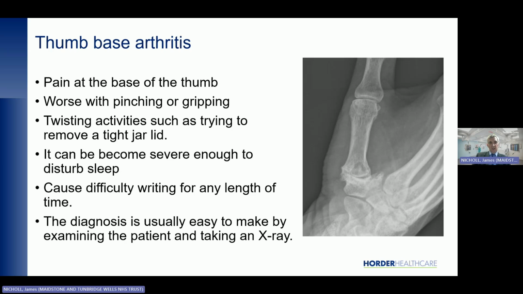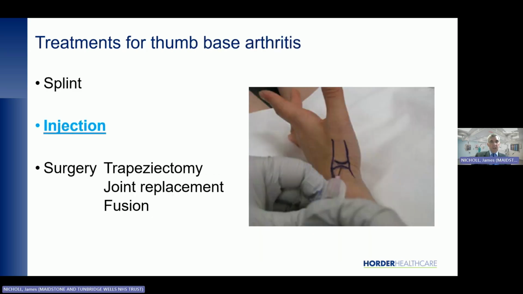And the diagnosis, once you're suspicious of it clinically, which is a fairly straightforward diagnosis to make, then the X-ray gives you the answer. It shows you that you've got these features of osteoarthritis in that joint. The options for treating it: a splint can be quite helpful. So if you say, well, it only bothers me when, for example, I'm doing my gardening, then getting a support for the thumb to wear when you're doing your gardening is a sensible way to manage it.